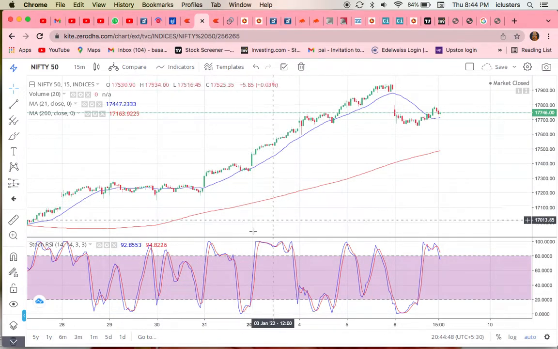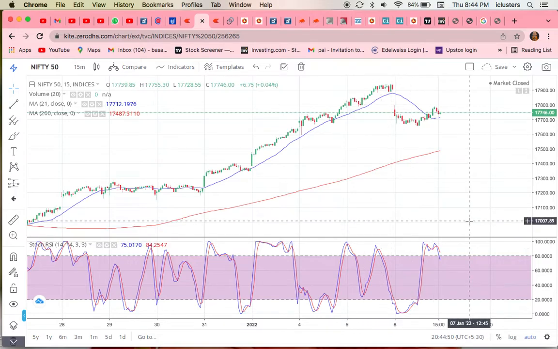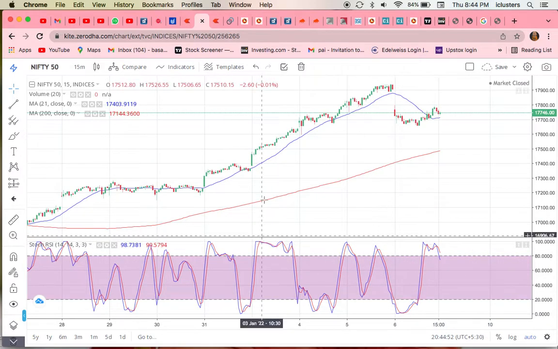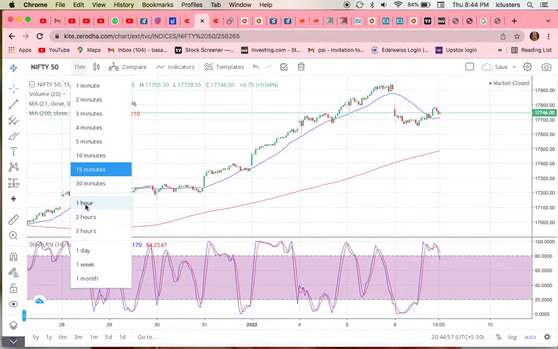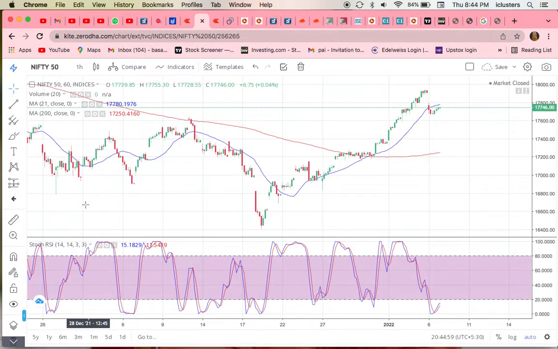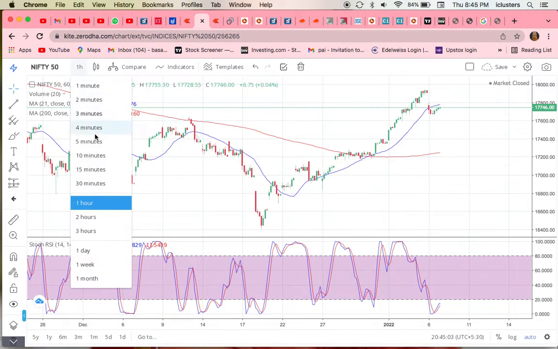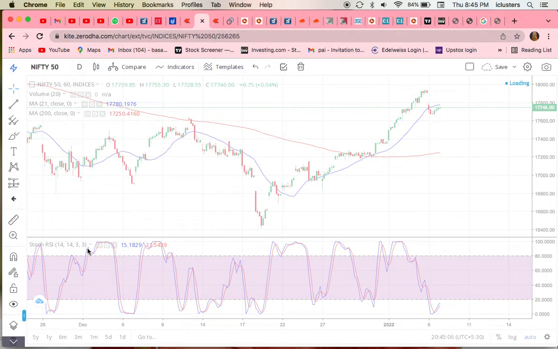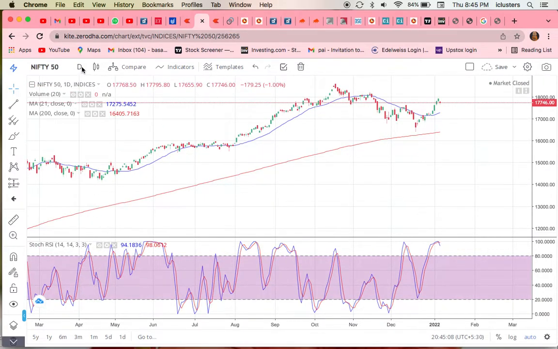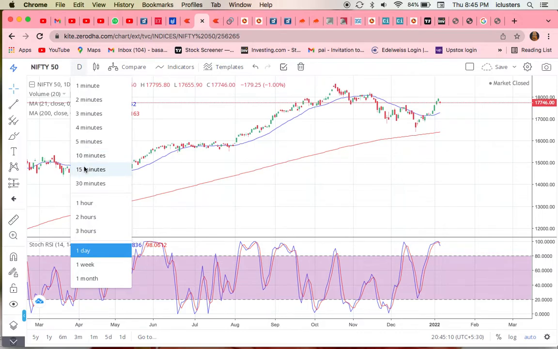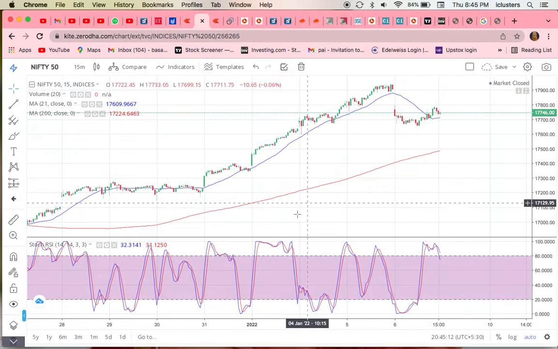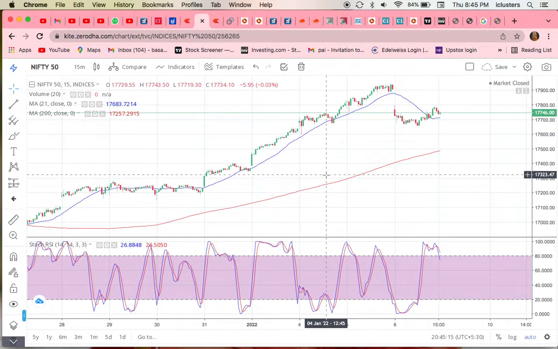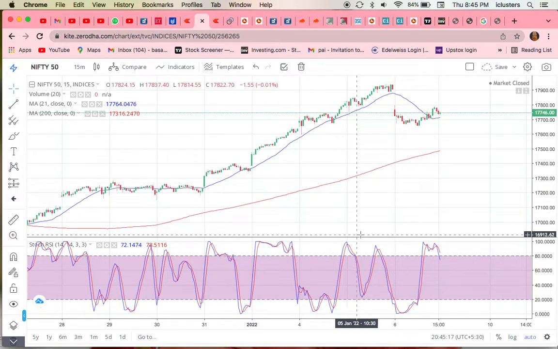RSI indicator, stochastic RSI. What it will show means, first of all we need to put it in the 15 minutes or 1 hour or 1 day candle. Okay, this is 1 hour or 1 day. I use 15 minutes only to know the perfect entry and exit. Okay, this is the 15 minutes time frame, and this is the stochastic RSI.